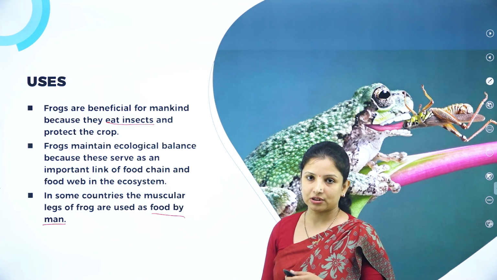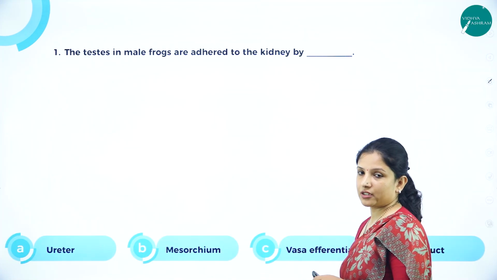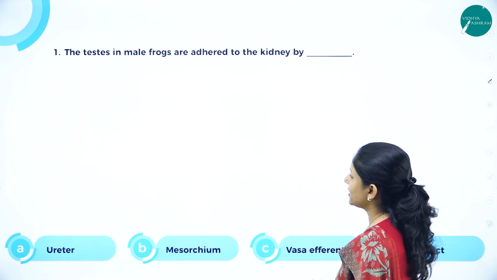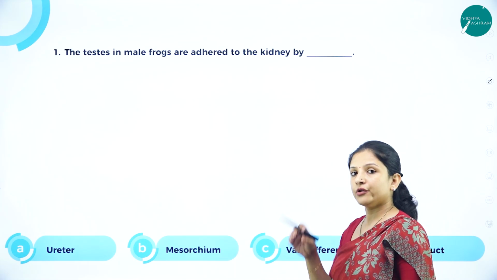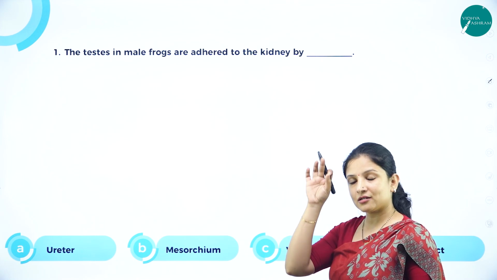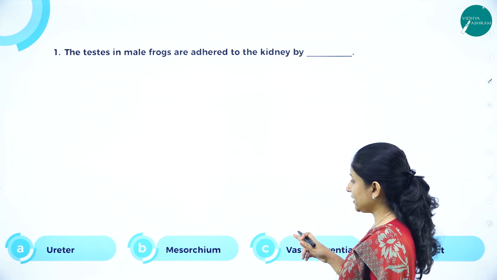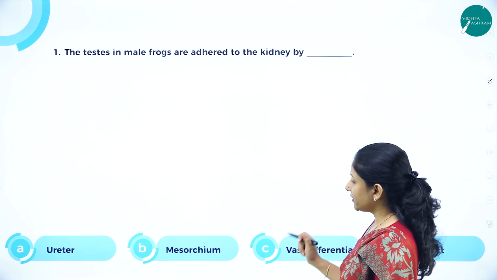So these are the uses. Now let's look into some of the MCQs under this topic. The testes in male frogs are adhered to the kidney by the ureter. No, the ureter is a tube-like structure that connects the kidney to the cloaca. Is it the mesorchium? Yes, it is the mesorchium.